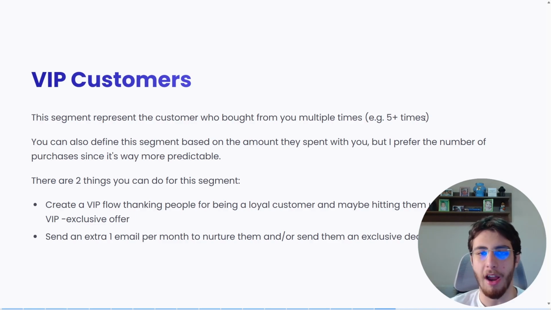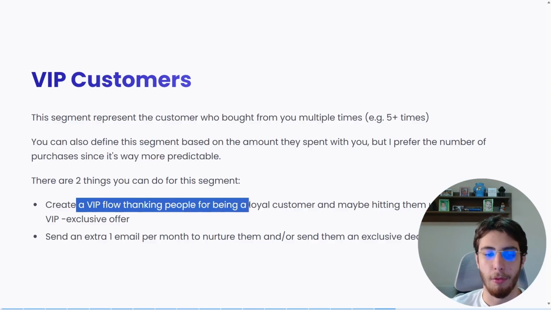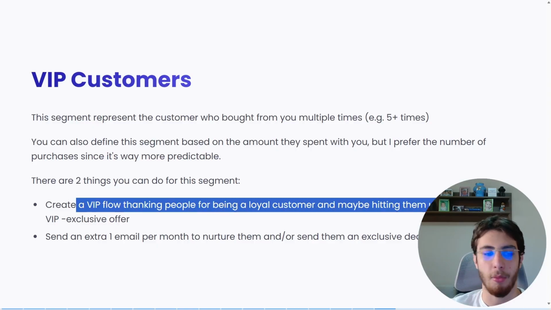I would prefer that because yes, they might have spent less, but they also came back more times. So that's a little bit more valuable, and it's also way more predictable because those people you can see come back over and over and over again, and then it's actually more valuable for you to hit them up with some sort of a deal, like a few more emails a month, whatever. As I said, there are 2 things you can do for this segment. Create a VIP flow, thanking people for being a loyal customer, and maybe hitting them up with a VIP exclusive offer.